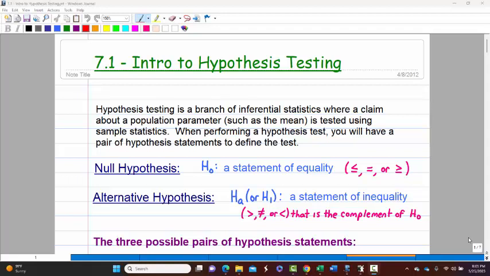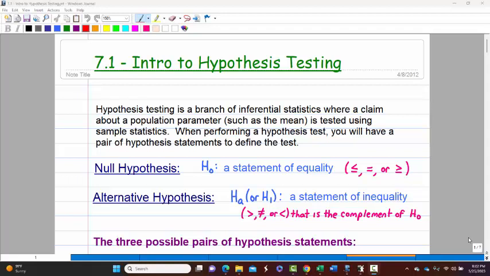Versus confidence intervals, where what we were trying to do is, with a certain degree of confidence, place the population mean within an interval of numbers. Here, we're just testing it against a numerical value. All right, so we'll see what that's all about coming up here.